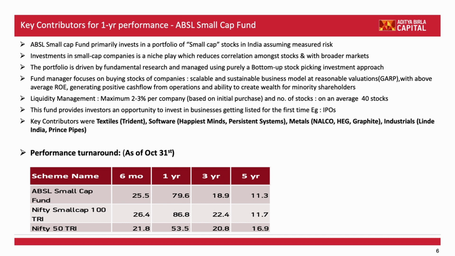The third fund which has contributed to performance is the ABSL Small Cap Fund. This fund is a pure play in small caps, and it follows a bottom-up stock picking strategy. The idea is to select companies that have above average ROE, which are generating positive cash flow from operations and can create wealth for minority shareholders. Some of the unique names in this fund are Trident in textiles, Happiest Minds and Persistent Systems in software, HEG and Graphite in metals, and Linde India and Prince Pipes in industrials, and all of these stocks have contributed to the fund's performance.